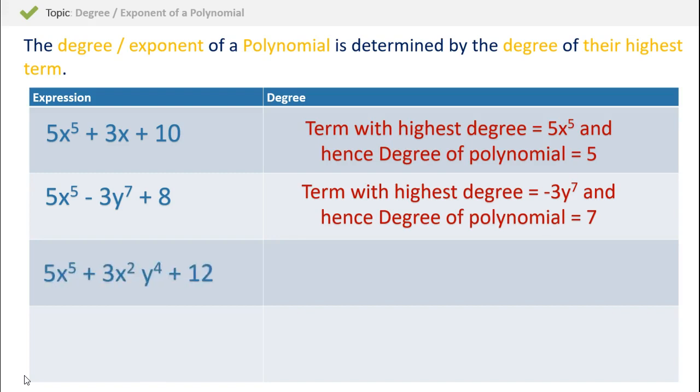Next, 5x to the power 5, 3x square y to the power 4 plus 12 is another example where again I have three terms.